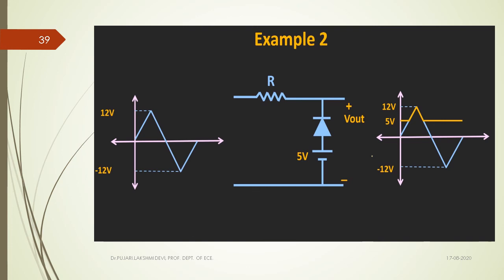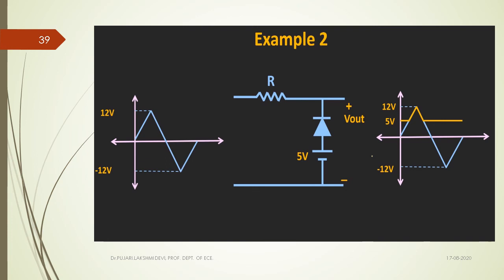Whenever the input voltage falls below 5 volts, the diode again becomes forward biased, and the output voltage maintains the same 5 volts here. This is the actual output voltage. Okay, this is the output waveform and this is the input waveform for this particular diode action.